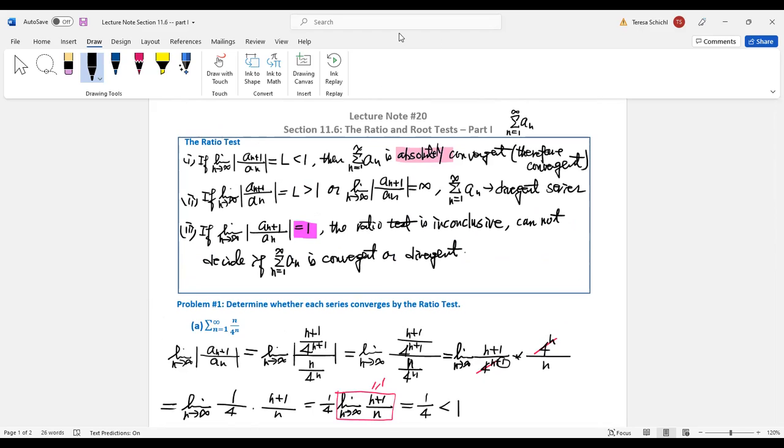All right, that's it. In our second video, we're going to talk about the root test to decide whether a series is convergent or divergent here.